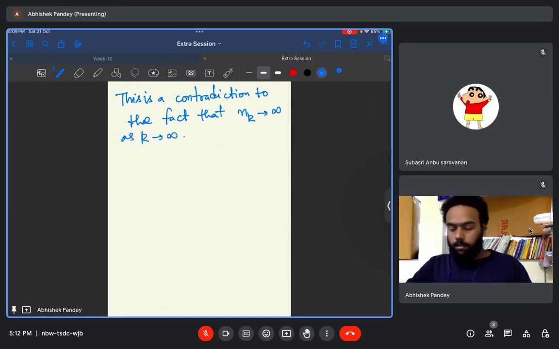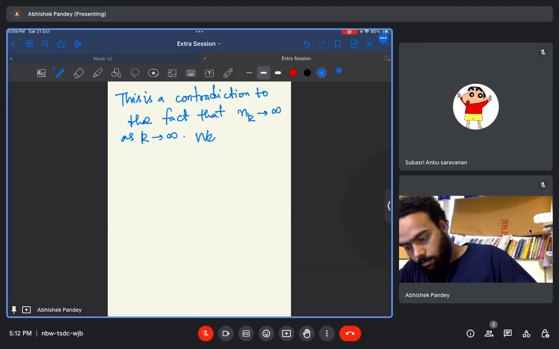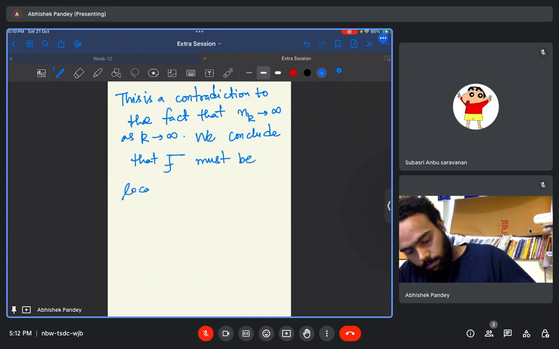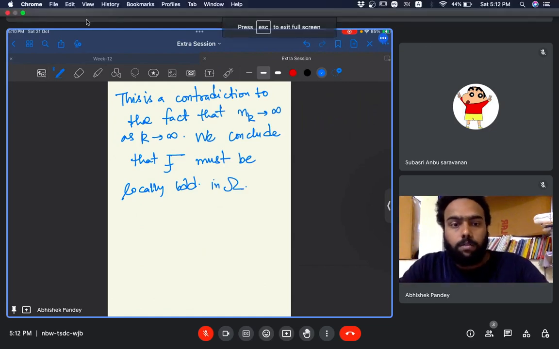Thus we conclude that F must be locally bounded in omega. Now we are going to talk about the space of analytic functions. So, any doubt?